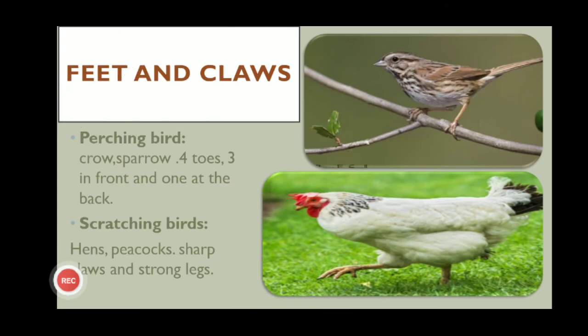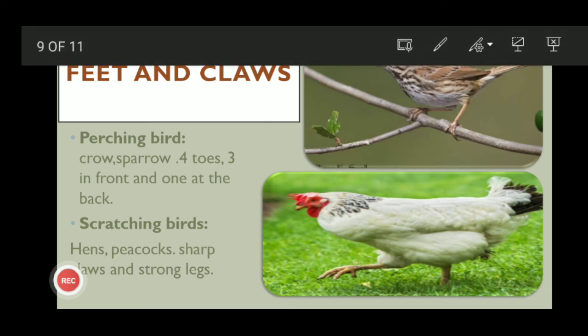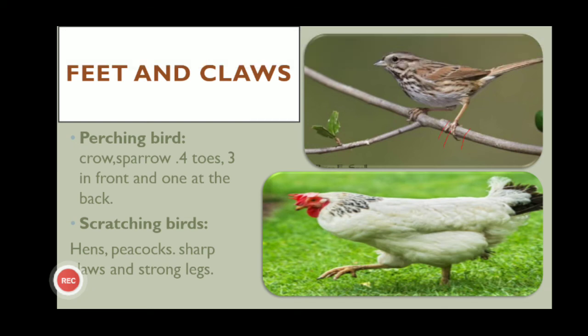पर्चिंग बर्ड्स, पर्चिंग बर्ड्स आर like crow and sparrow that perch on trees or on our home also. So they have four toes, three in front and one at the back. उनके फोर टोज होते हैं, थ्री आगे होते हैं और एक पीछे होते हैं. दैट हेल्प देम टू पर्च ऑन अ ब्रांच ऑफ द ट्री स्ट्रांगली एंड फर्मली, जिससे वो स्ट्रांगली बैठे रहते हैं, वो गिरते नहीं हैं ट्रीज की ब्रांच पे.